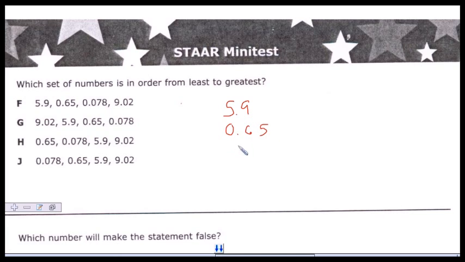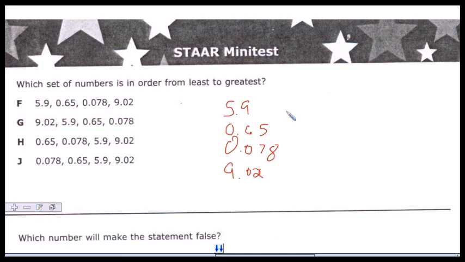0.65, and then 0.078, and then 9.002. You notice that these numbers are all the same numbers in F, G, H, and J. They're the same numbers, they're just in different order. So you don't have to order 4 different problems. All you have to order is just this one.